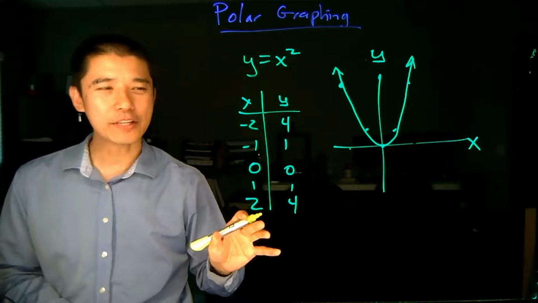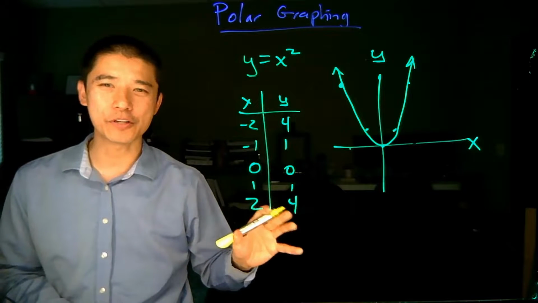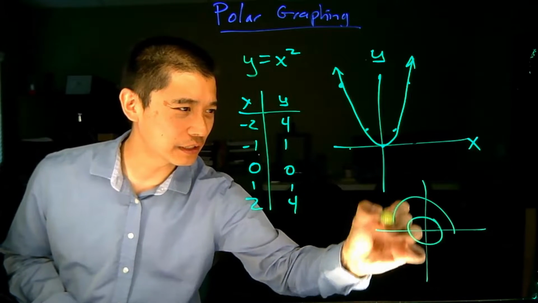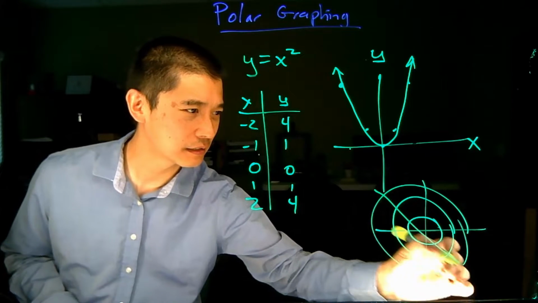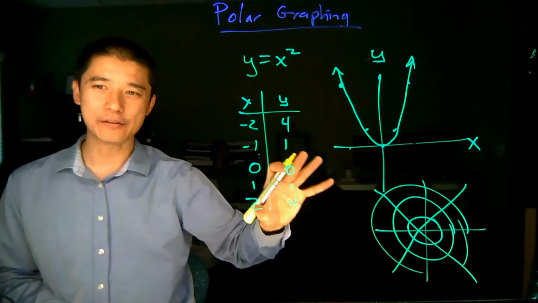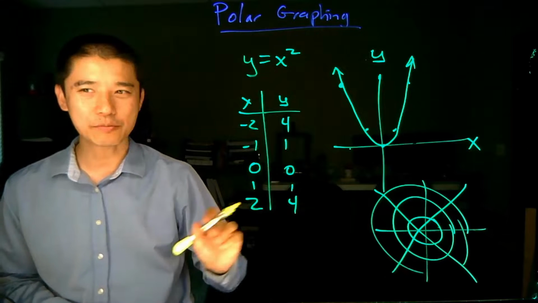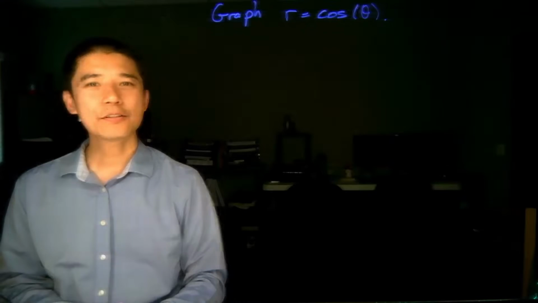We're going to do the same thing, except we're going to have to do it in polar coordinates, which means instead of the xy grid like this, we're going to be looking at a polar grid like this, and trying to figure out how to make these points appear here and then how to connect them correctly. And so that's what we'll look at next. Let's look at an example.